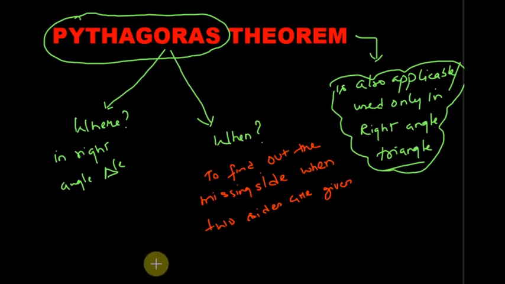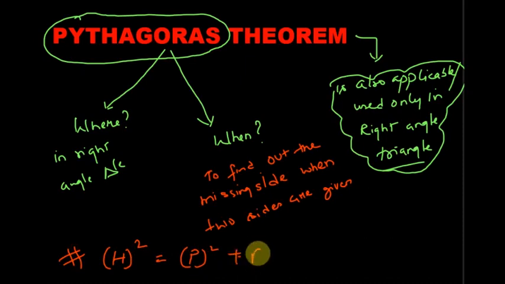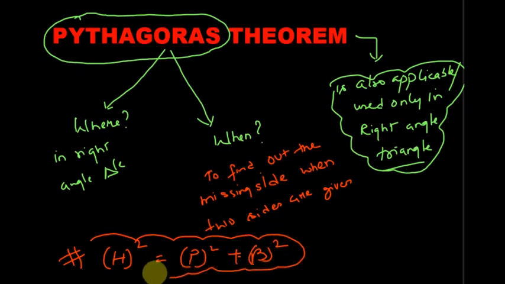So what is the theorem? What does the theorem state? The theorem states that this is the formula, okay. This is a very important formula that we derive from Pythagoras theorem. Hypotenuse square is equal to perpendicular square plus base square. So this theorem we are going to use to find out the missing side when two sides are given in a right angle triangle. Please remember this. The Pythagoras theorem states that this is the formula that we are going to use while trying to find out the missing side. Hypotenuse square is equal to perpendicular square plus base square.